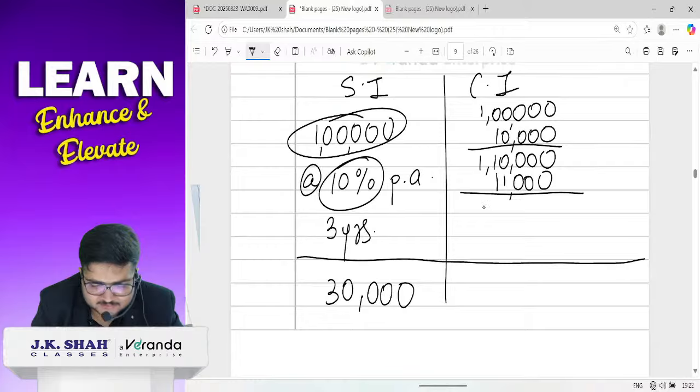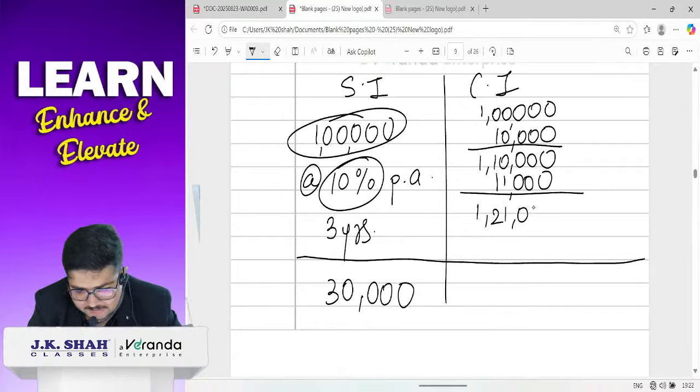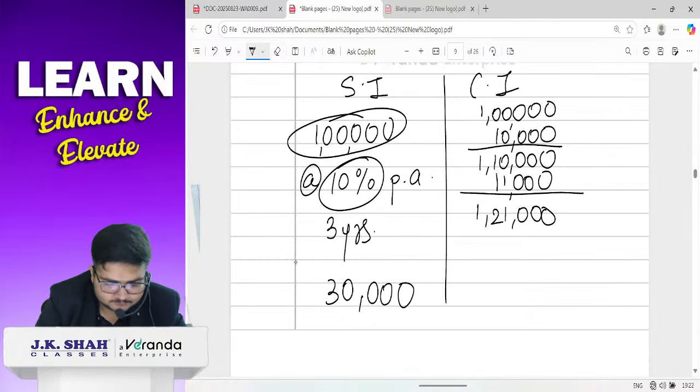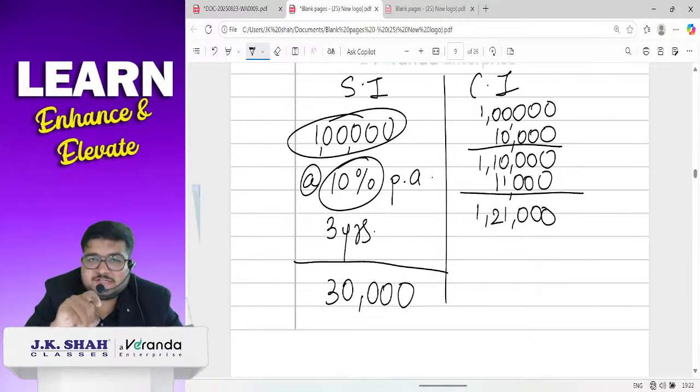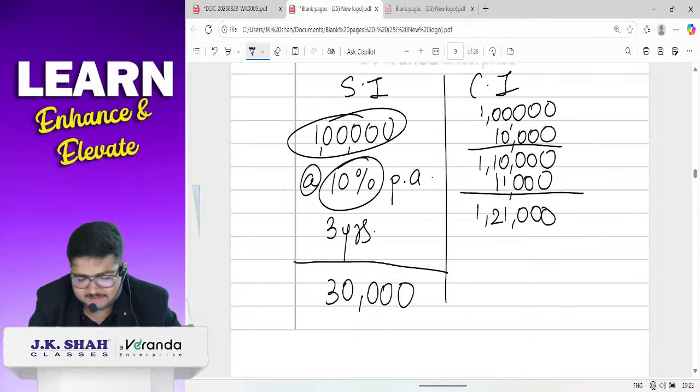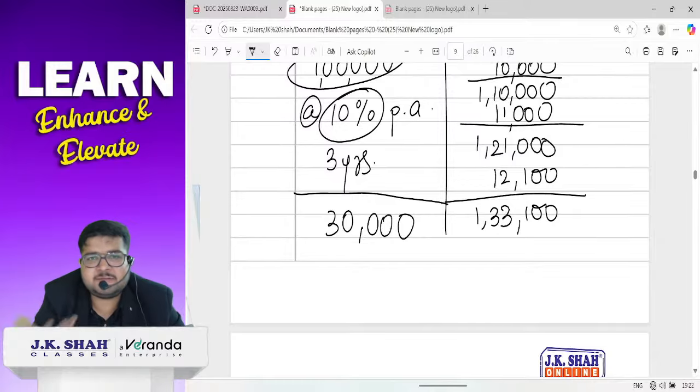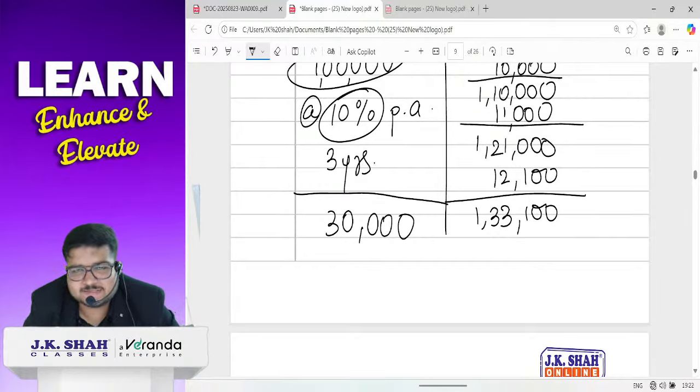And this 11,000 will again be added to your principal. Now the principal has increased. For the third year you will get 10% of this increased principal, that is 1,21,000, and the interest will be 12,100. So now the total amount payable to you by the bank is 1,33,100.